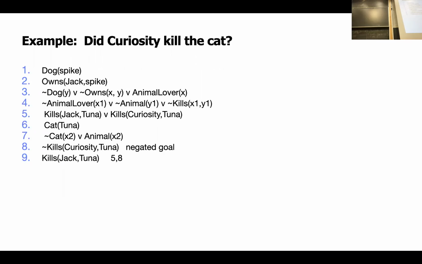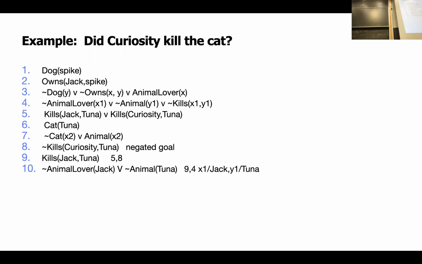So remember when we had the set of support heuristic in the propositional logic. Again, we use 8 here, for example, the negated goal, and we combine with 5. So we simplify, kills Jack Tuna, kills curiosity Tuna. These are complementary, so they get simplified. So we're left with kills Jack Tuna. We deduce 9. Then from 9, with 4, we deduce this one, 10.